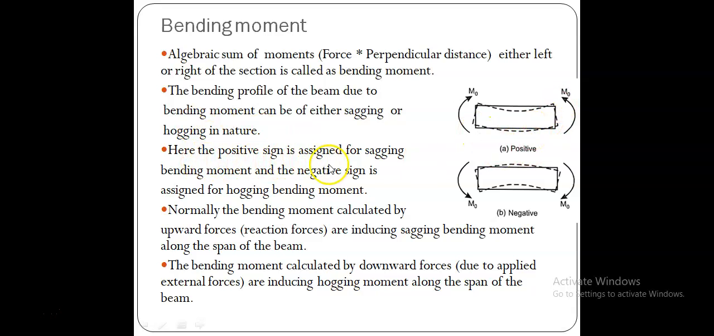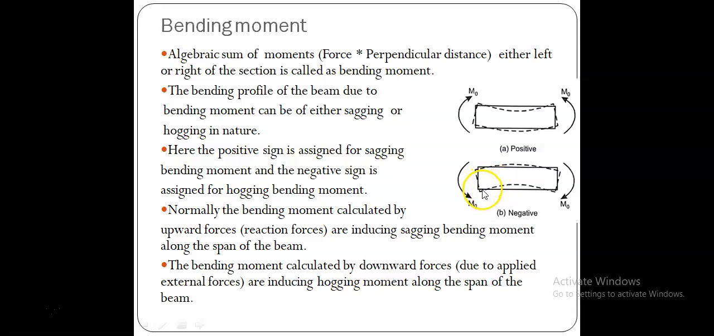Here the positive sign is assigned for sagging bending moment. In order to find the bending moment, we have to make the algebraic sum. Algebraic sum means we must sum the moments with the sign convention, either positive or negative. At any section, when we sum the moments of sagging nature, we put the sign positive, and the negative sign is assigned for hogging bending moment.